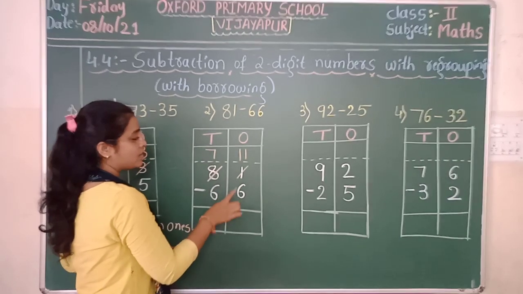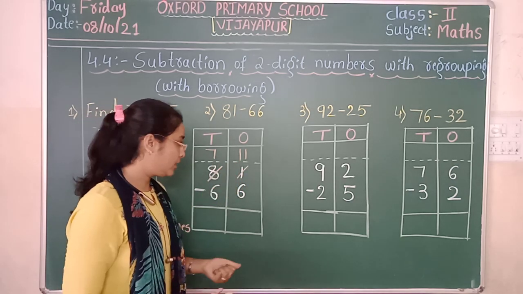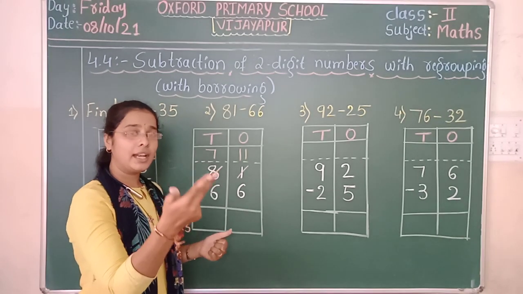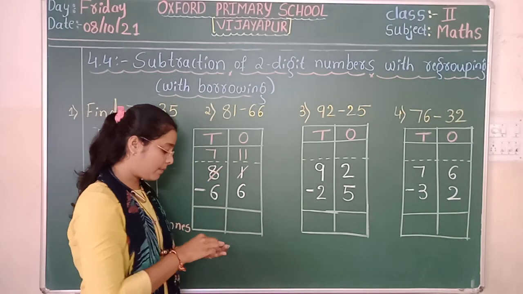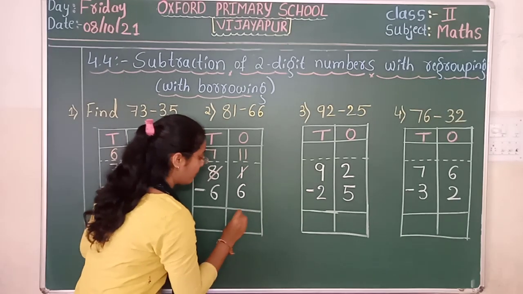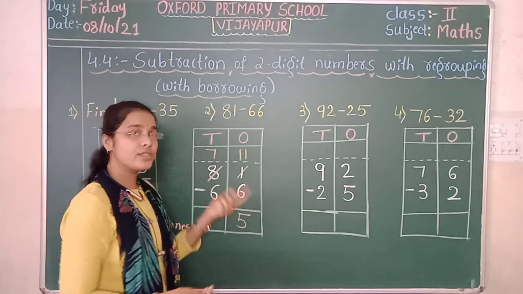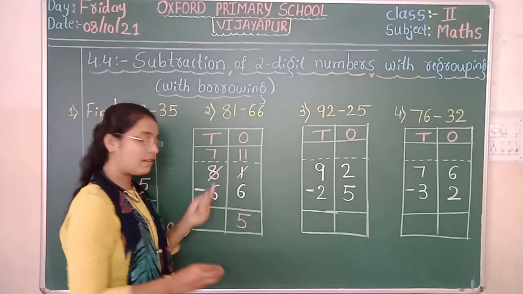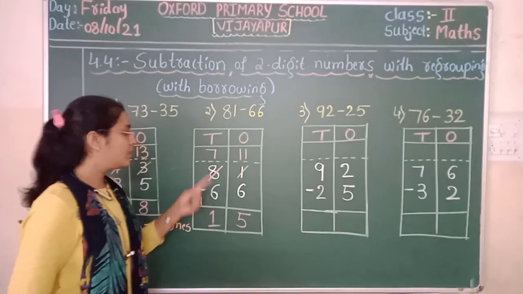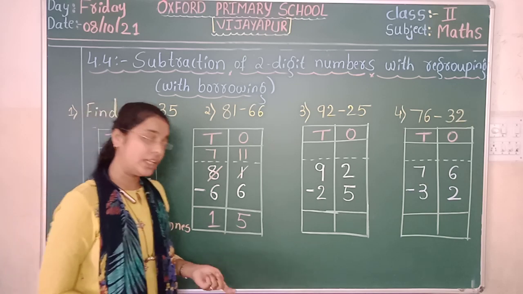Now after 6, we have to count to get till 11. After 6: 7, 8, 9, 10, 11. 5 is the difference. Now in 7 subtract 6, otherwise after 6 count one time and we will get 7. The difference is 1 here. How to read? Here 81 minus 66 is 15.